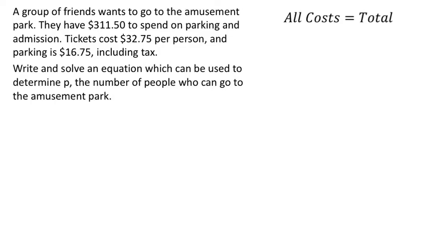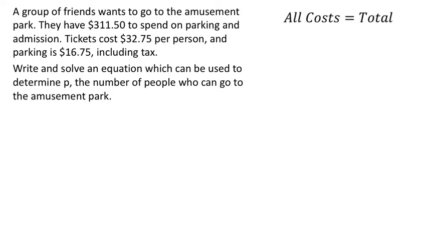So this one, a group of friends wants to go to the amusement park. They have $311.50 to spend on parking and admission. Tickets cost $32.75 per person, and parking is $16.75, including tax. Right? Solve an equation which can be used to determine P, the number of people who can go to the amusement park.